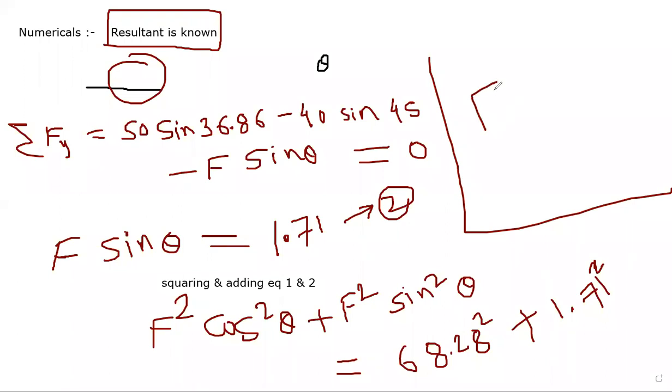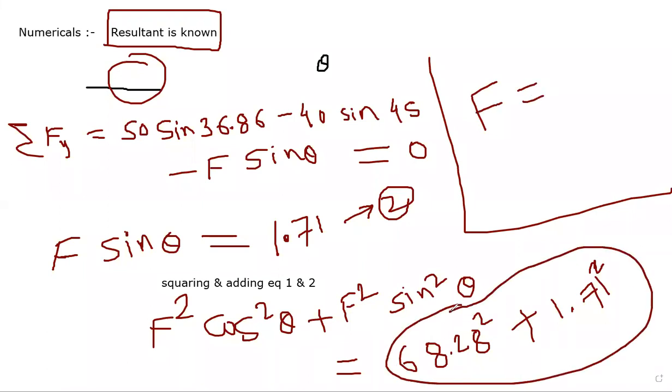So F is equal to how much? Take the square root after the squaring. How much is it? Square 68.28, add 1.71 square, and take the square root.